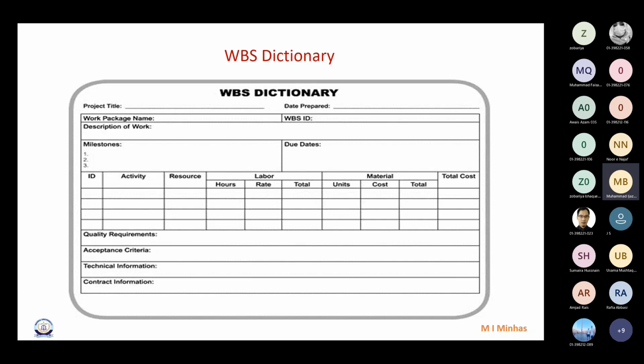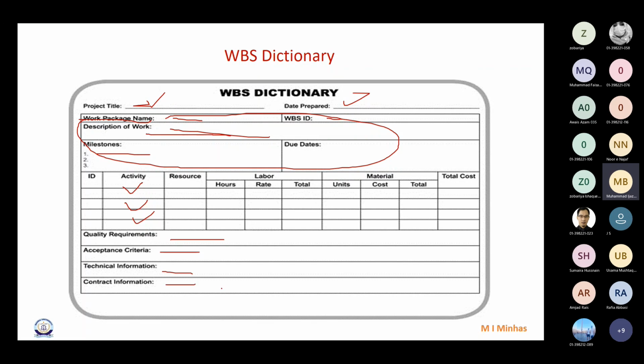So this could be an example of a sample page of a WBS dictionary: project title, date prepared, work package name, WBS ID, description of the work that is part of this work package element, and then milestones. Activities would be added later on, but initially it would just be the description of the work package. What are the quality requirements associated with this, acceptance criteria, technical information, and you can add anything. You can also add signatures, who would be responsible for this, and so on. Correct?